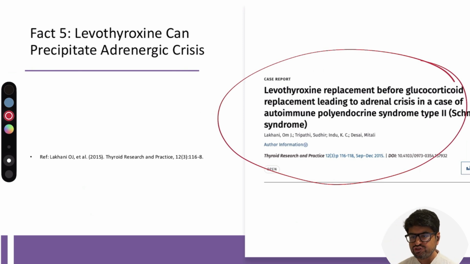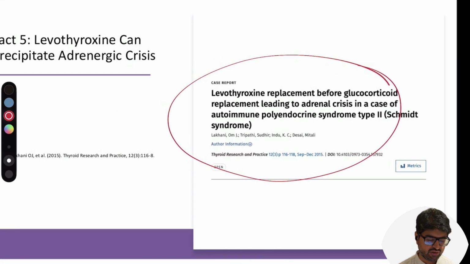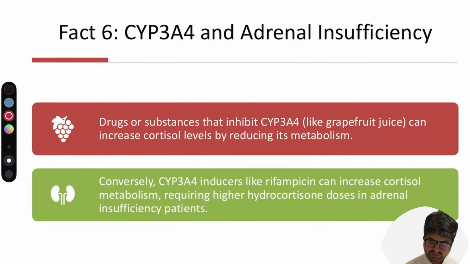Again, in a patient with a pituitary disorder, when you have both hypothyroidism as well as adrenal insufficiency, when you treat the hypothyroidism before the adrenal insufficiency, then you can precipitate a crisis. So that's something, again, you have to be well aware about in your practice.